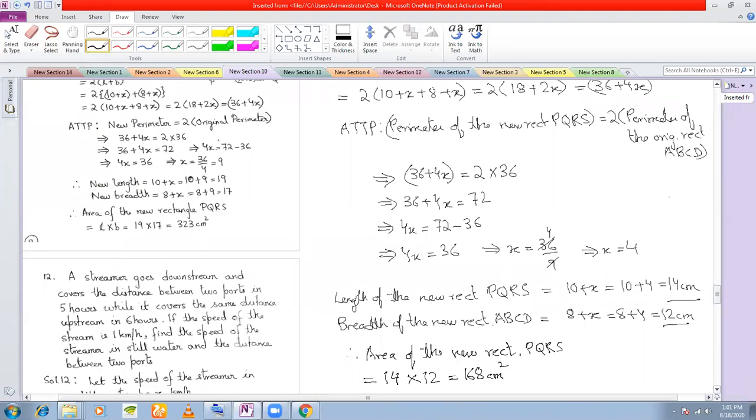Oh, this should be 9. Sir, my mistake. There's a small mistake here. This should be 4, I divided by 4. So this will cancel with 9. So you get x is equal to 9.